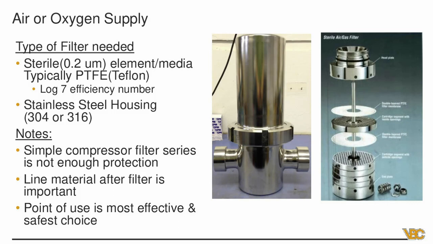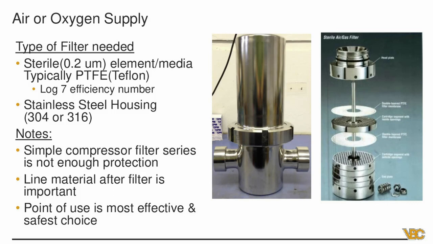So I'd be cautious if you're looking at something that's not a Teflon material when you're looking at a sterile application. The other thing to be really cognizant of is the efficiency number. Normally, a sterile filter will be rated at 99 point, and then there should be 7 decimal places. That's what that log 7 represents. There should be 7 decimal places after it, and that's what the testing is really rated on.